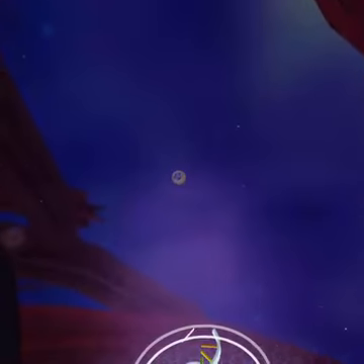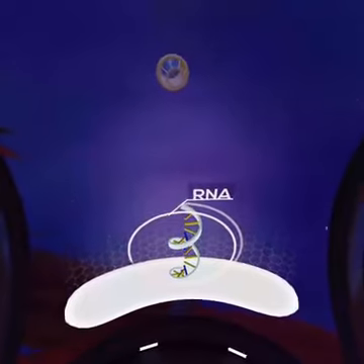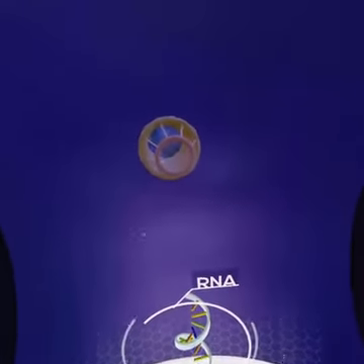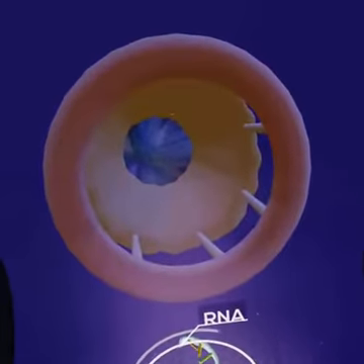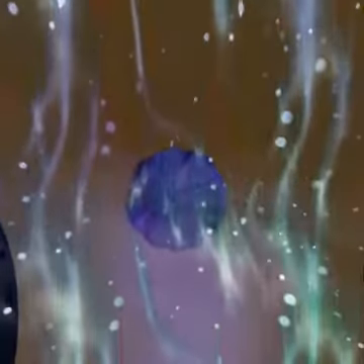Let's follow a strand of RNA as it makes its way to the rough endoplasmic reticulum for protein synthesis. Let's exit the nucleus through a nuclear pore. We have exited the nucleus and are now floating through the cytoplasm.